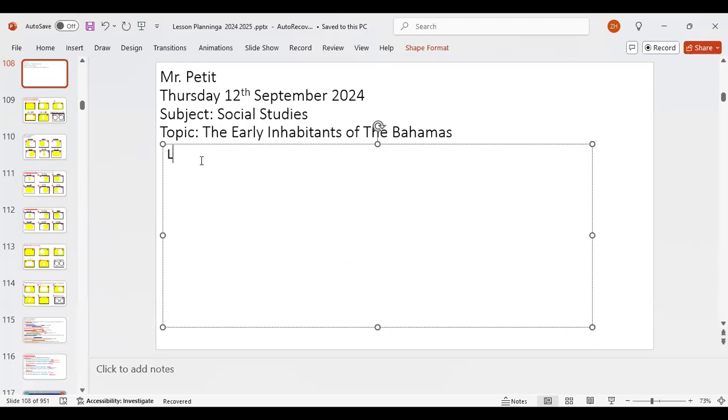So the Lucayans. The topic is the Lucayans, the early inhabitants of the Bahamas. The early inhabitants of the Bahamas. So the Lucayans were the early inhabitants.